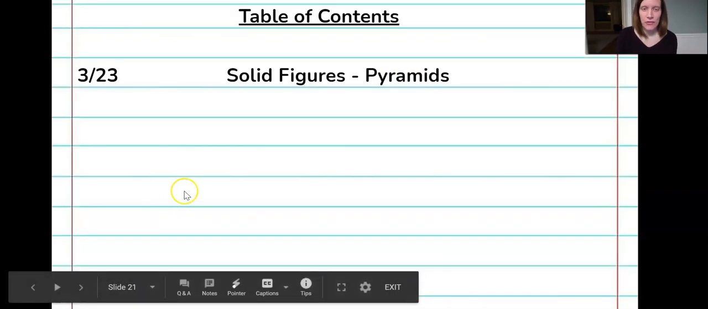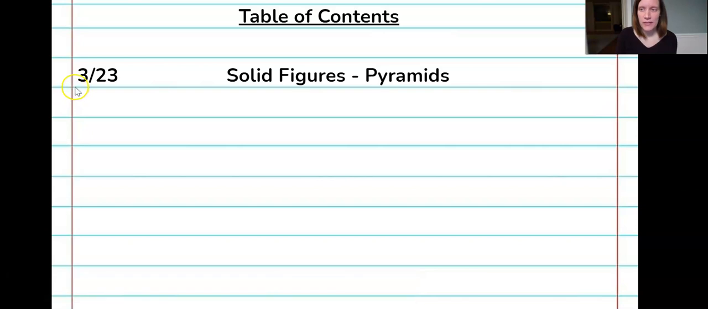So just like yesterday, make sure that you are going to your table of contents, writing in today's date, March 23rd. And today we're going to do solid figures, pyramids. So make sure you write that in your table of contents. And then when you are done, we will move on.